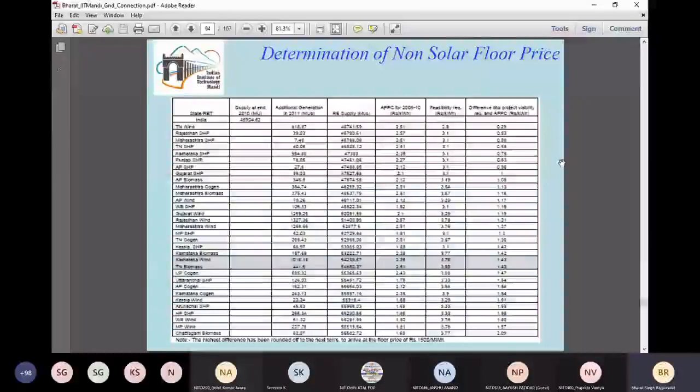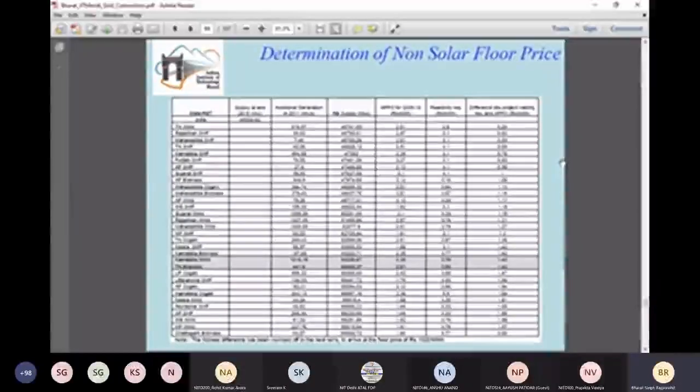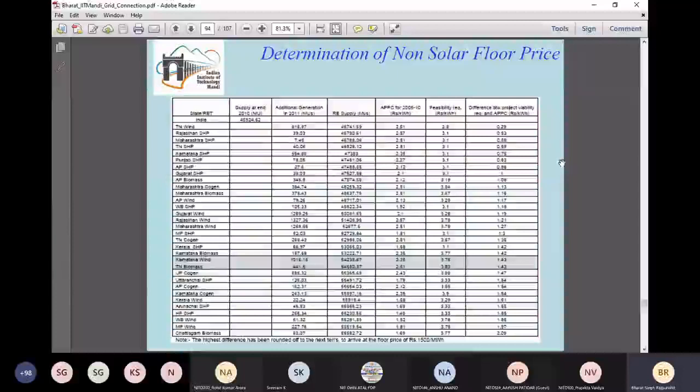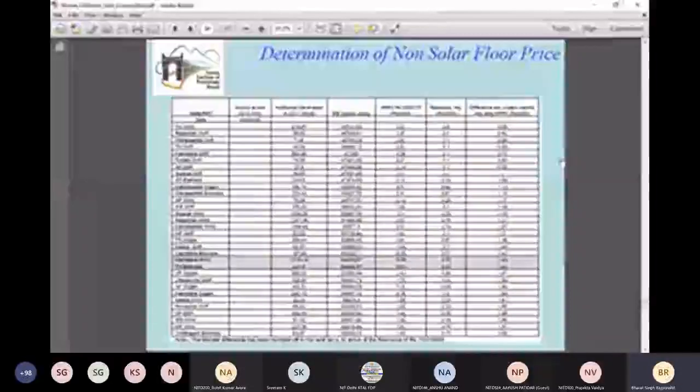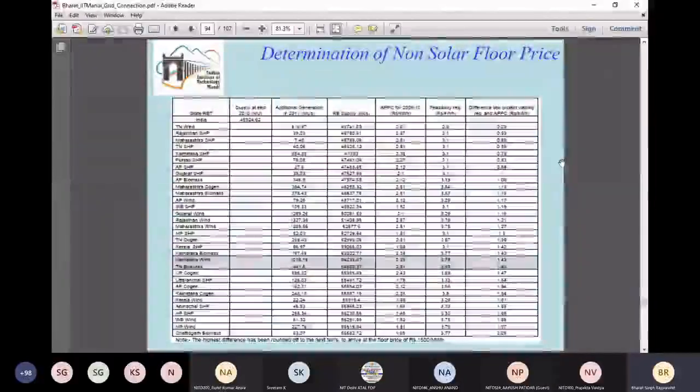Then the sixth column is the feasibility requirement. This is very important. For Tamil Nadu wind, the feasibility requirement in the first row is given as 2.8 rupees. What is the meaning of feasibility? If a Tamil Nadu wind farm is able to get 2.8 rupees per unit, their project is viable. They are making neither profit nor loss. They are able to run the system without loss and profit.